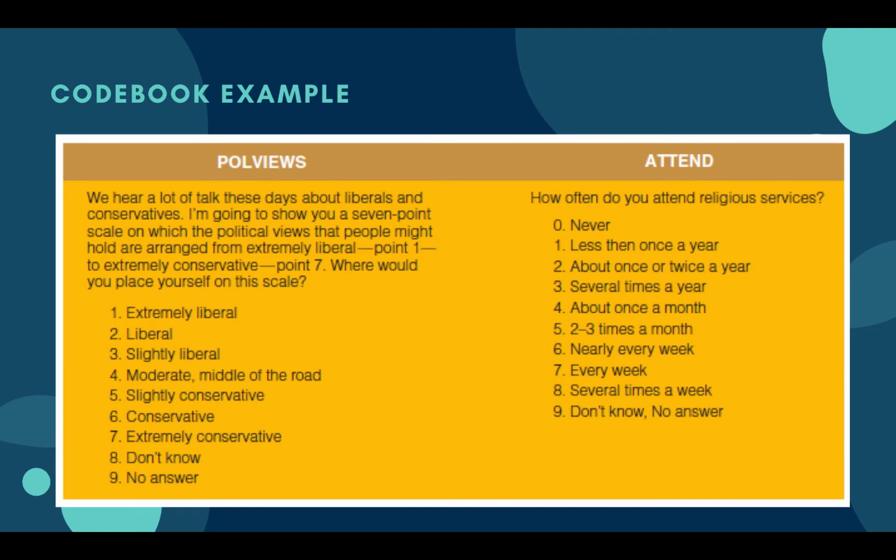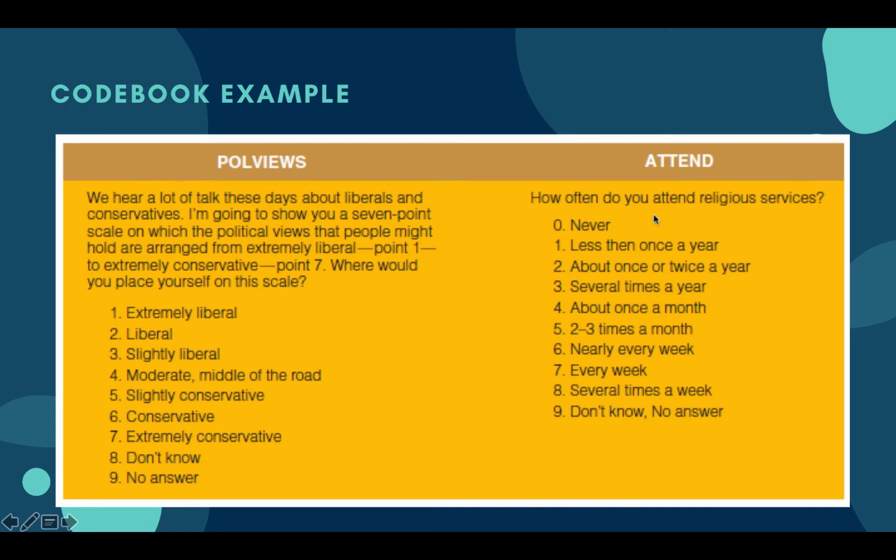So the poll views variable says we hear a lot about talk about liberals and conservatives. I'm going to show you a 7-point scale in which the political views that people might hold are ranged from extremely liberal, 0.1, to extremely conservative, 0.7. Where would you place yourself on this scale? All right. So poll views is basically asking them, do you identify as extremely liberal, slightly liberal, moderate, all the way through extremely conservative? And then you see 8 and 9, which are don't answer, or don't know and no answer.